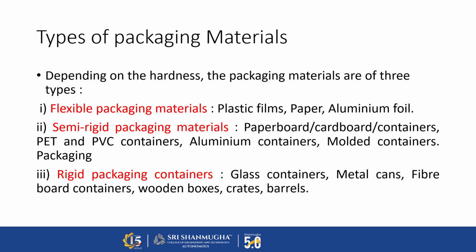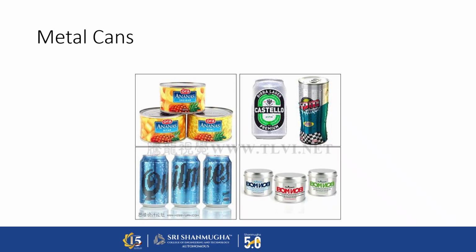In semi-rigid packaging material, it contains cardboards, cartons, aluminum containers, PVC containers, PET jars, and molded containers. Next is rigid packaging containers. It includes glass container, metal container, fiber board container, wooden boxes, crates, and barrels. Let's discuss one by one. So first is metal can.